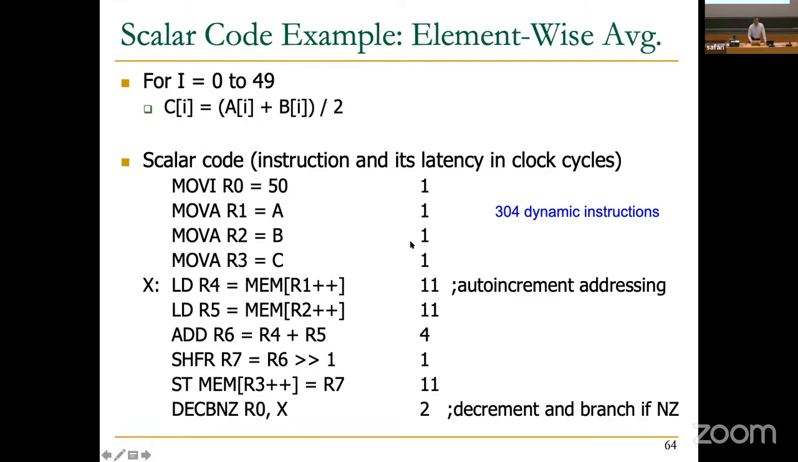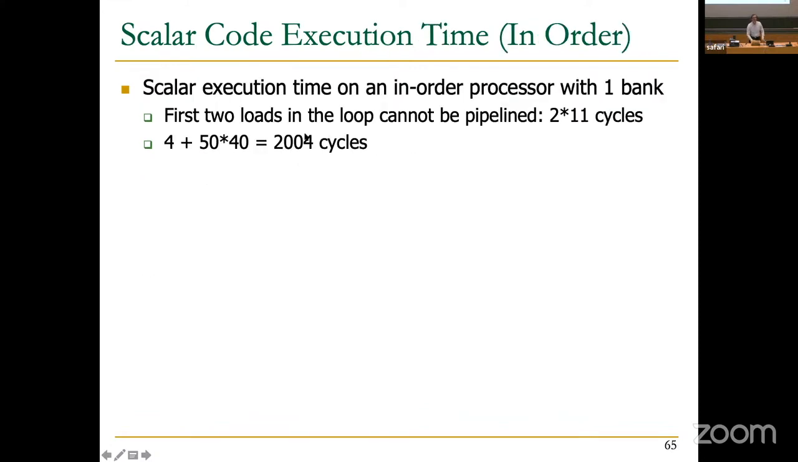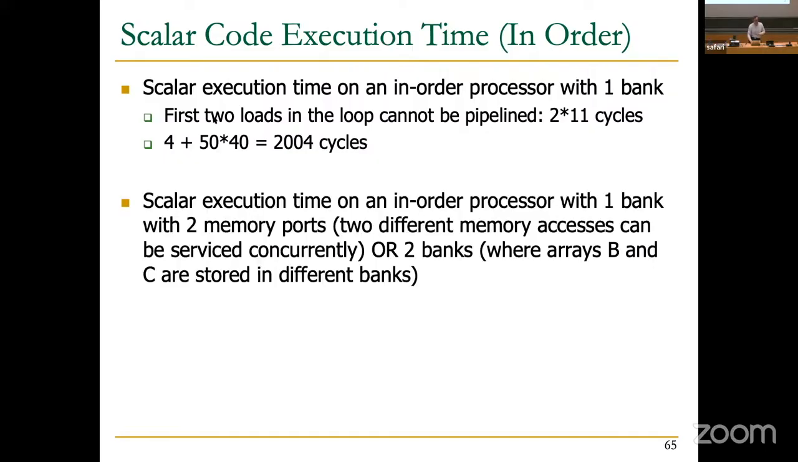Initially, you need to initialize these instructions. So it's 4 instructions. So it takes basically 2,004 cycles. Okay, we're going to reduce this with vector processors. But you could reduce this actually if you have an in-order processor with a better memory system. Let's take a look, in-order pipeline processor. So scalar execution time on an in-order processor with one bank, but 2 memory ports, such that 2 different memory accesses can be serviced concurrently, or 2 banks where arrays B and C are stored in different banks.